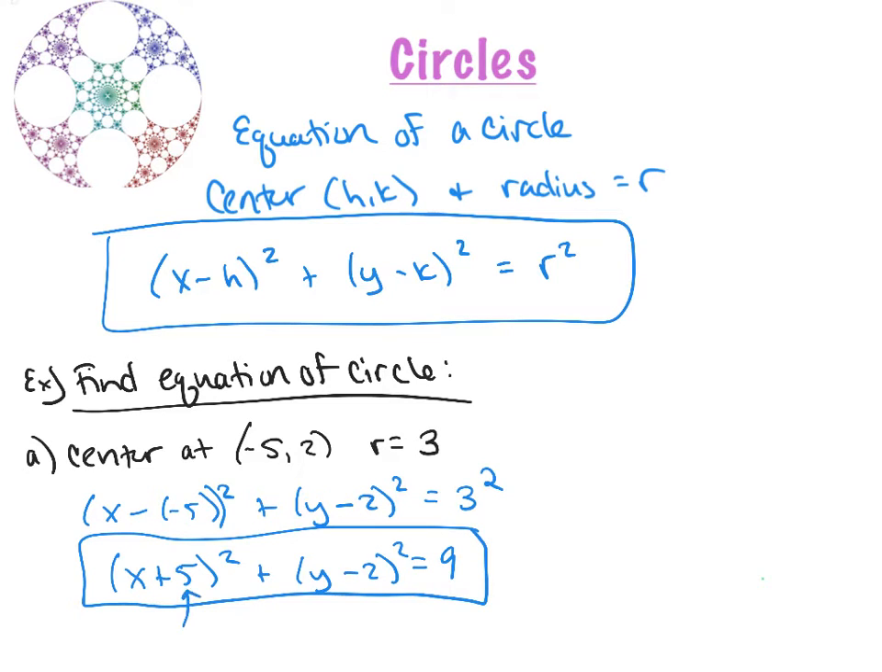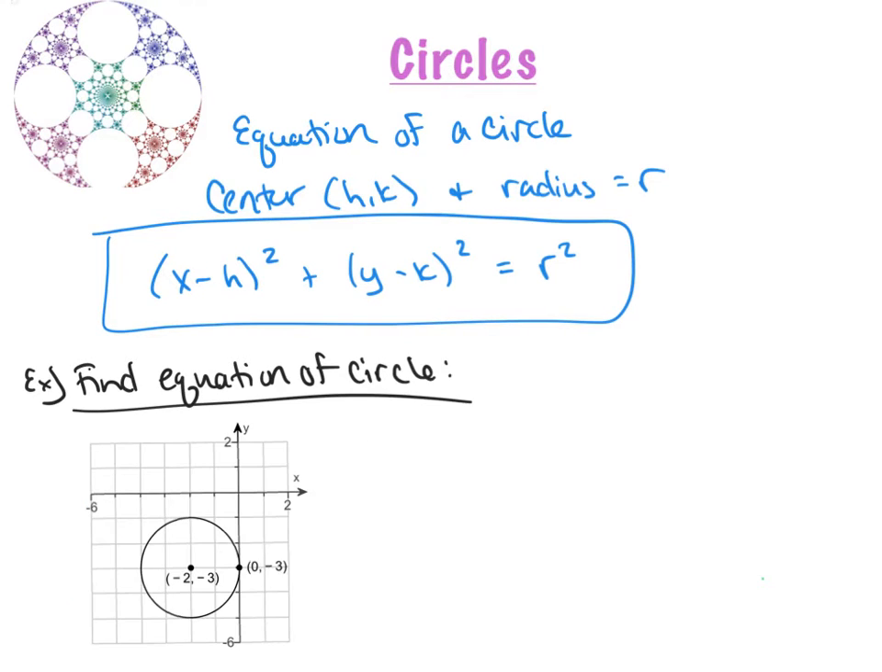Our center is at negative 5 and 2. That's our h and our k. And our radius, don't forget to take the square root. The radius is 3. Okay, let's do one more here.